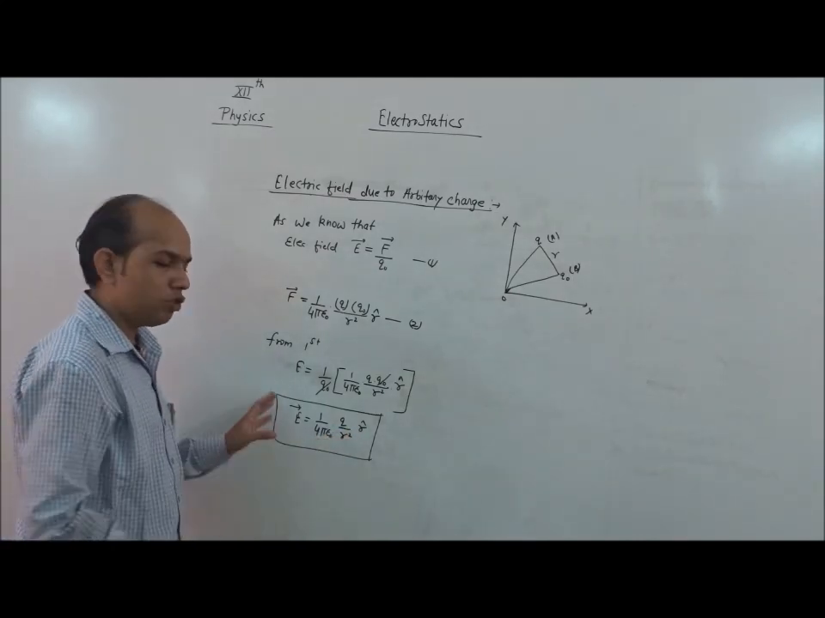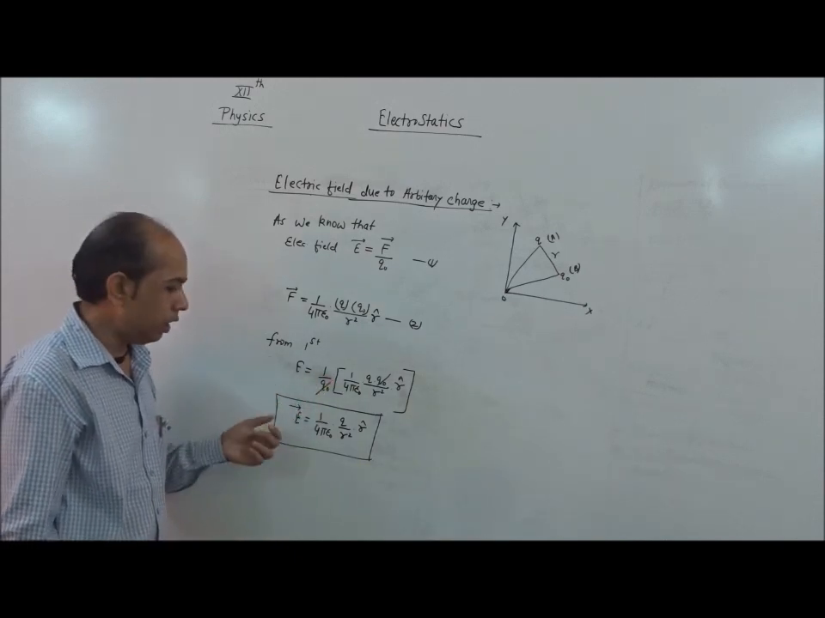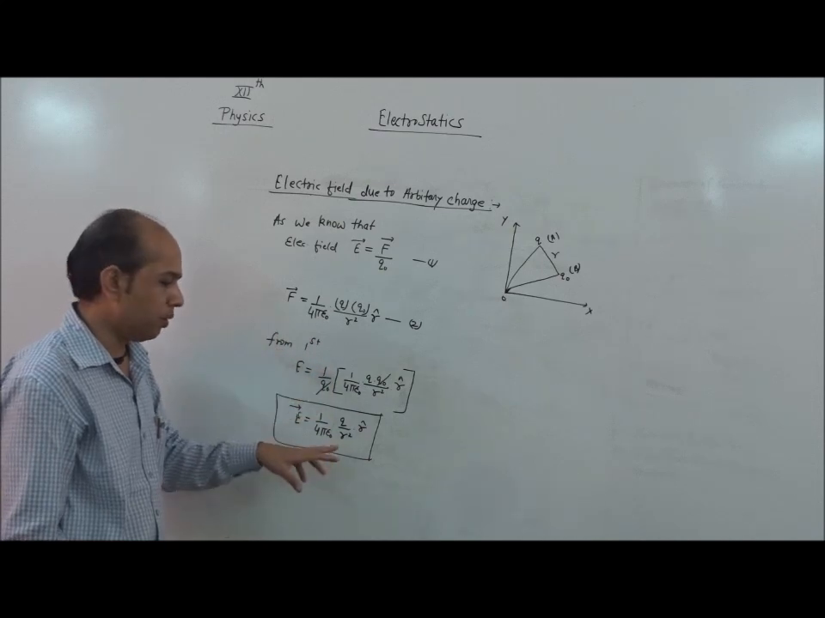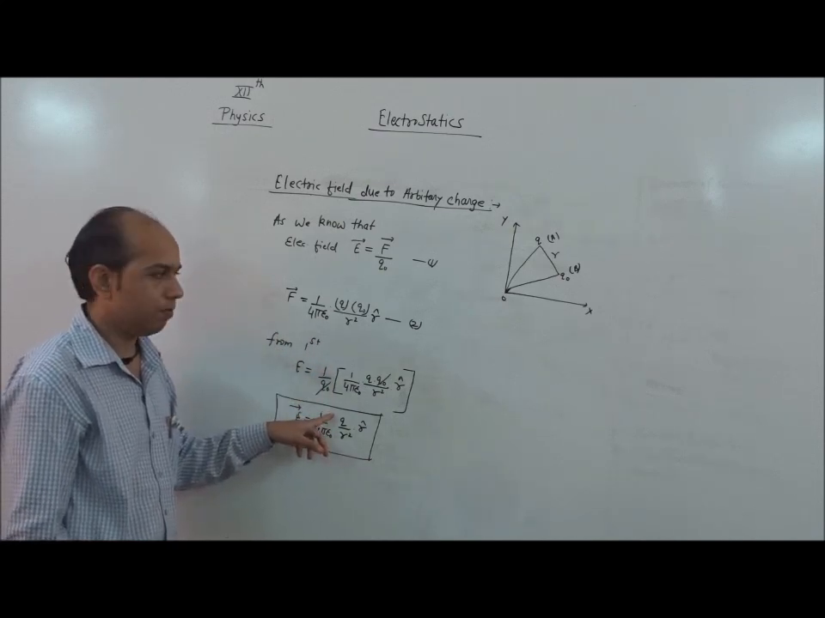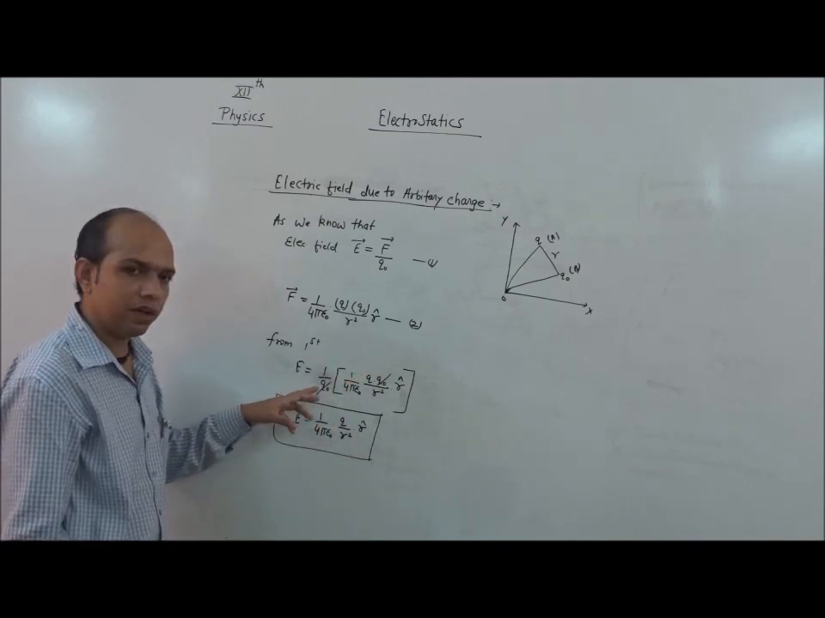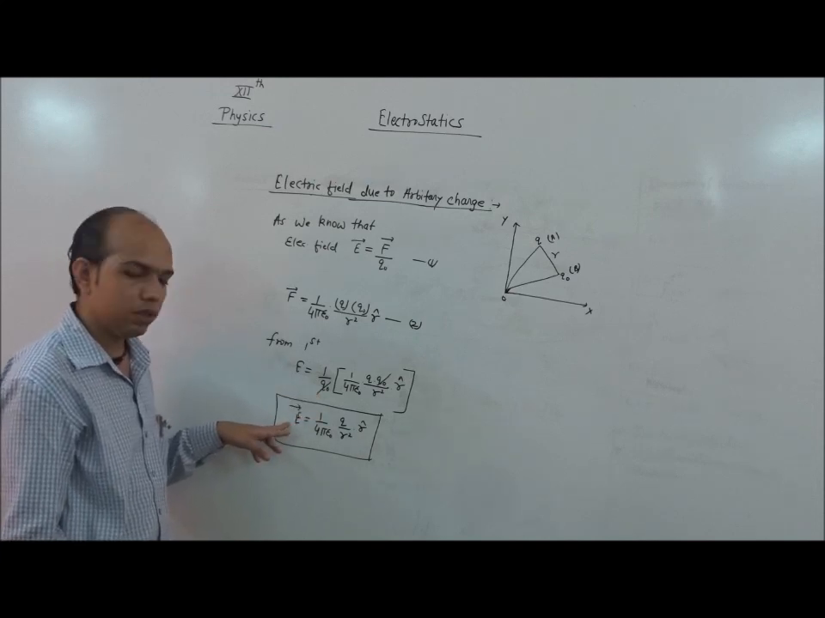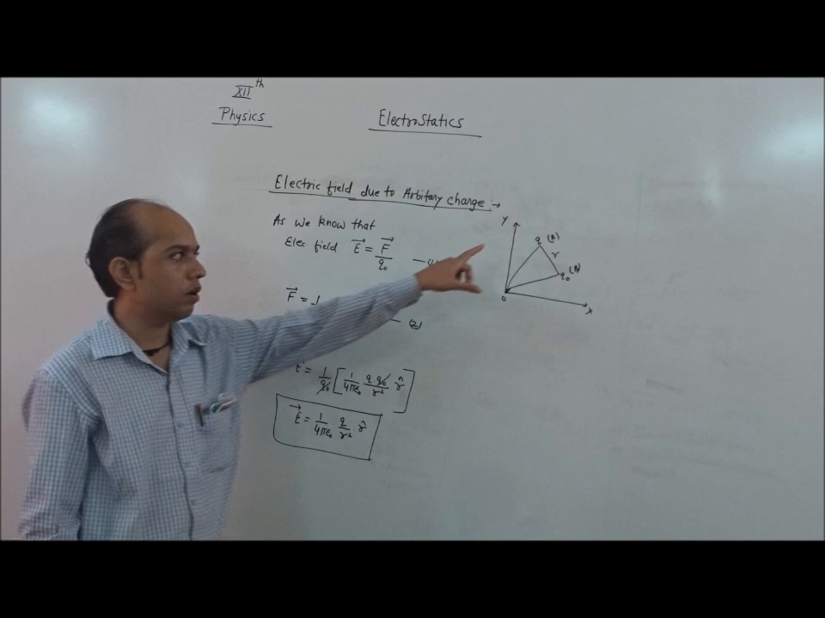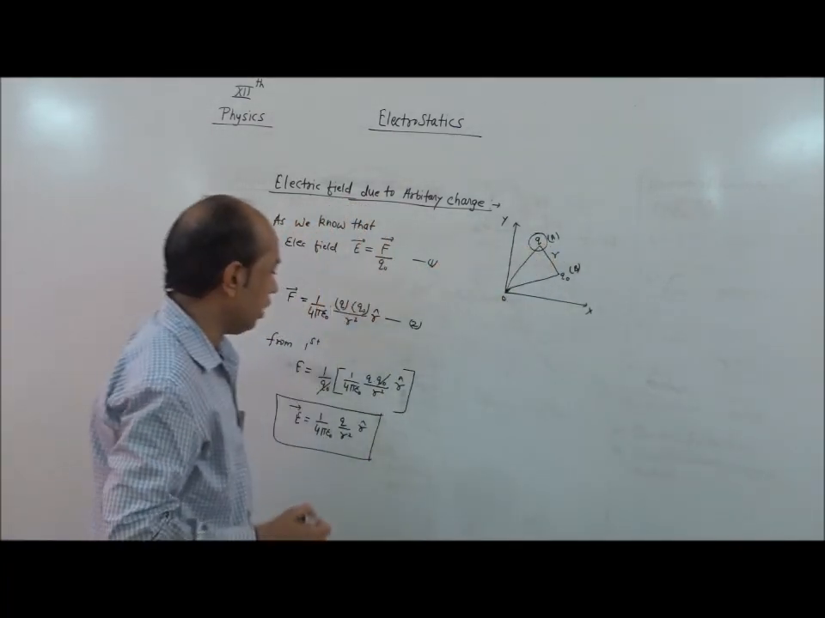So the basic difference between force and electric field: in force we have two charges, Q1 Q2 upon R square, while in electric field we have only one charge, because the test charge is divided out and its effect is cancelled out. So electric field is only and only for the charge for which we have to calculate.